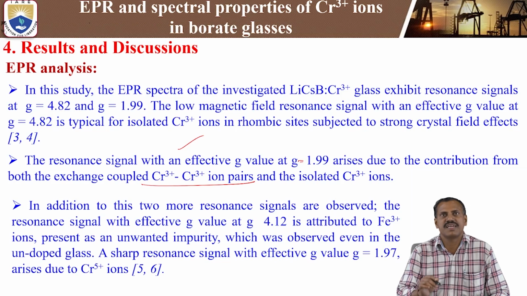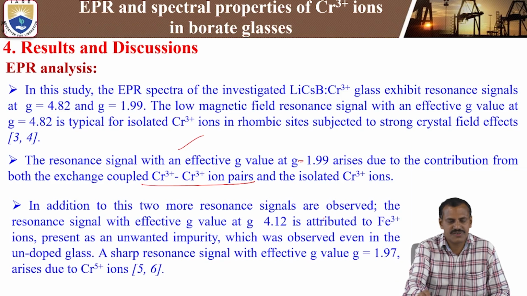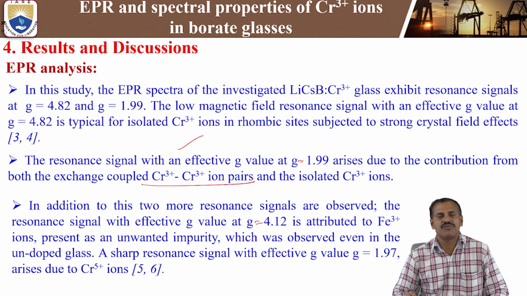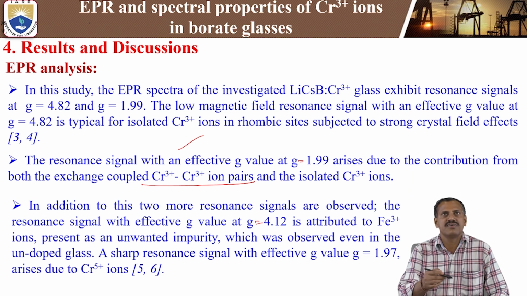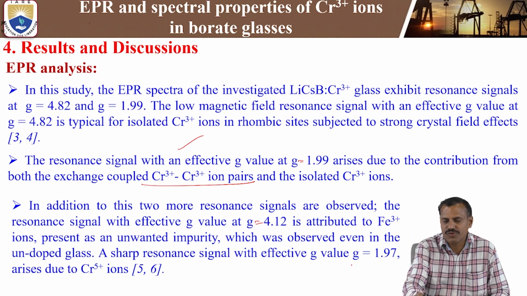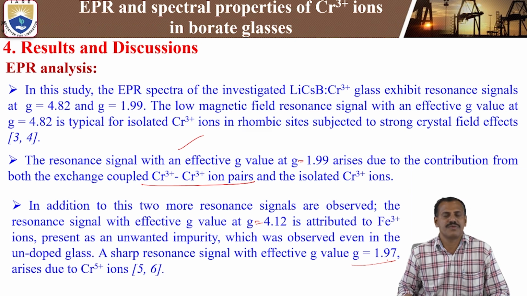Additionally, we are getting two more resonance signals. The observed resonance signal with the effective g value of 4.12 is attributed to iron 3+ ions present as an unwanted impurity. That is, we are not doping the borate glass with chromium 3+ only, but unknowingly an unwanted impurity is present in the borate glasses whenever doping with chromium 3+ ions. That is g = 4.12. The other one is g = 1.97, which is mainly due to the chromium 5+ ions. So we are getting this data from the EPR analysis.